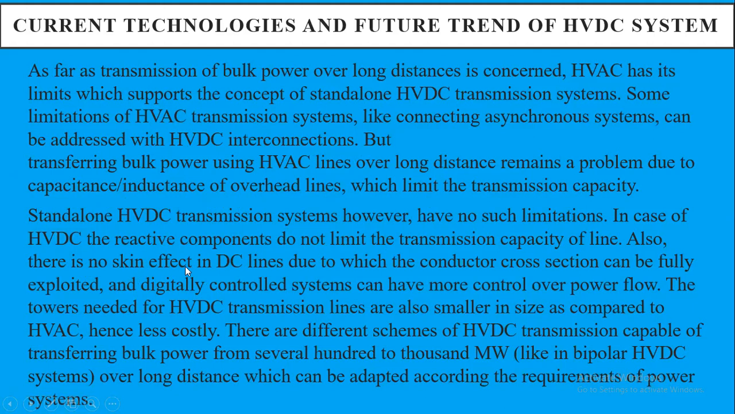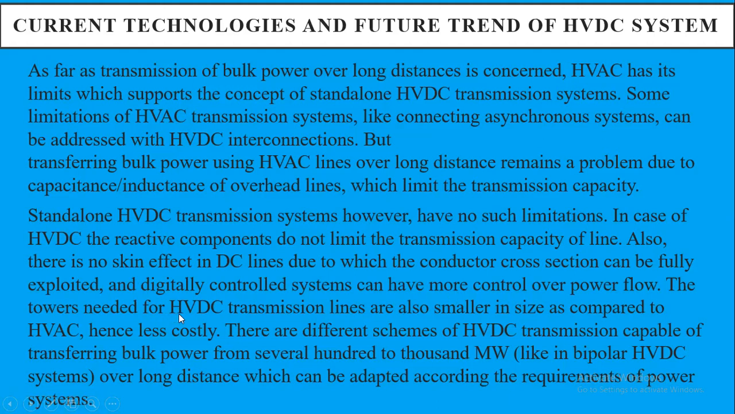Also, there is no skin effect in DC lines due to which the conductor cross section can be fully exploited, which is not overcome in HVAC because this concept is related with the frequency oriented aspect, but in DC power system there is no concept of frequency, so no concept of skin effect. So the internal cross section of the conductor is fully exploited in HVDC system, especially for HVDC transmission line power conductor cables. Digitally controlled system can have more control over power flow.